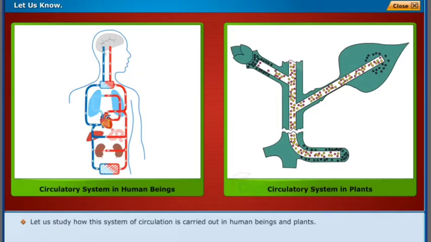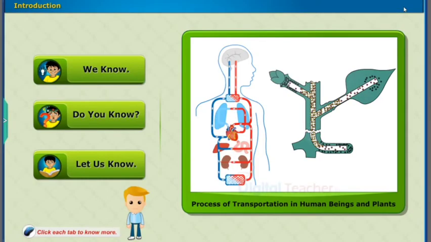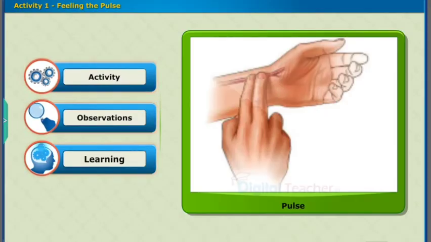Let us study how this system of circulation is carried out in human beings and plants. Here, let us perform an activity to count the heartbeat of a patient. Click each tab to know more.